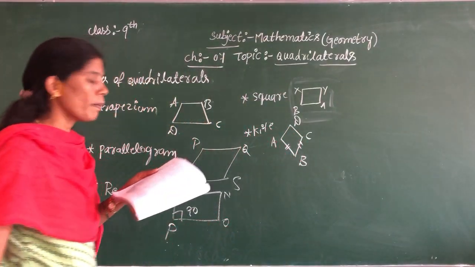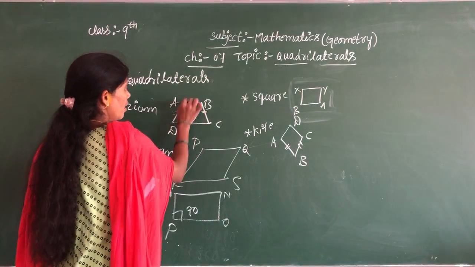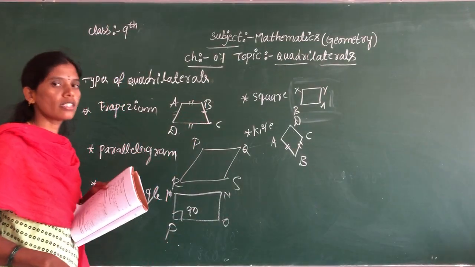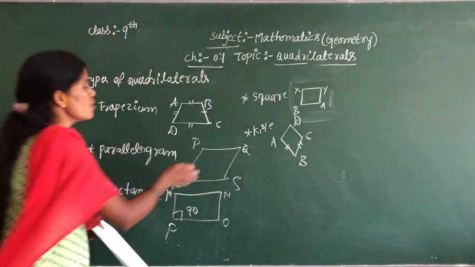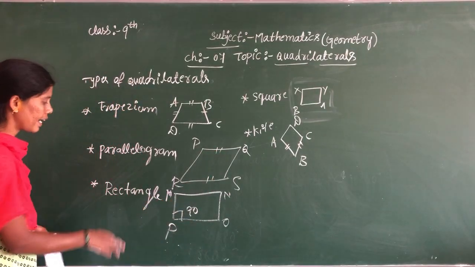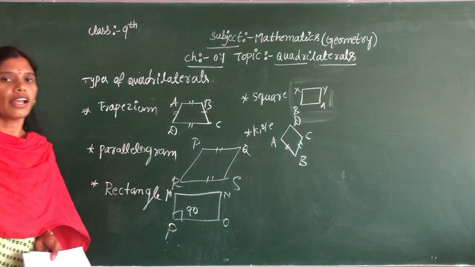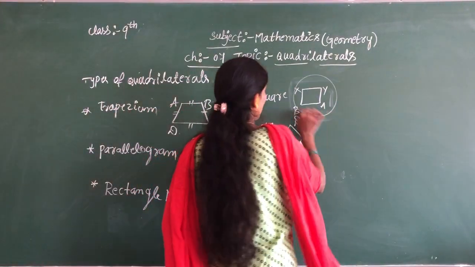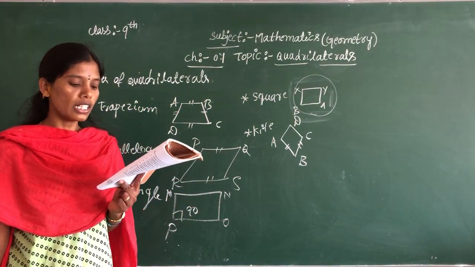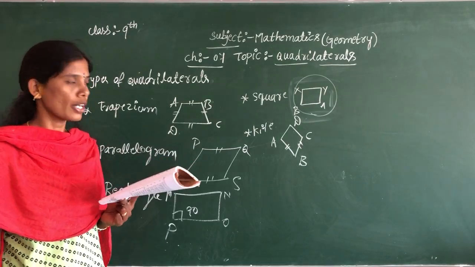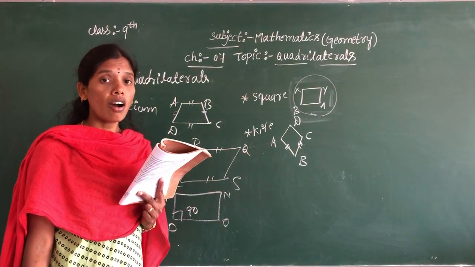In a trapezium, a pair of parallel sides are equal, like this one and this one equal. This is a pair of parallel sides. Next, parallelogram, only opposite sides are equal. In a rectangle, one angle P is equal to 90 degrees, opposite sides are equal. In this one also, all the sides are equal, but it is consecutive, meaning two distinct consecutive pairs are equal.